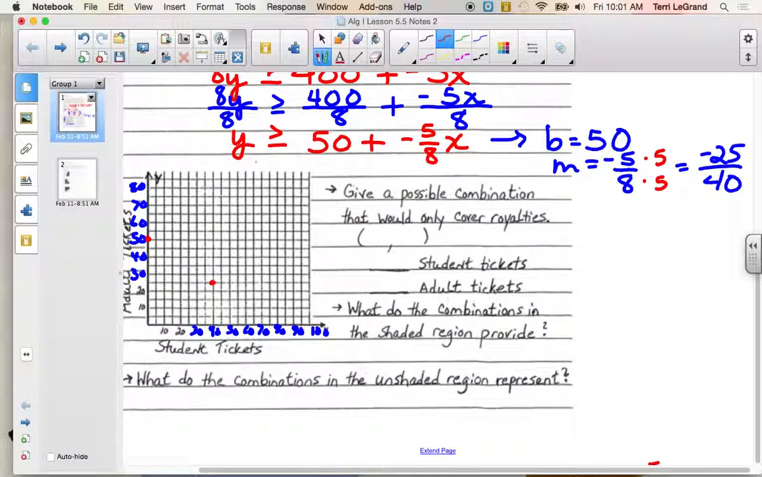And then we do it again. 1, 2, 3, 4, 5. That's 25. 5, 10, 15, 20, 25, 30, 35, 40, and I end up down on the x-axis.